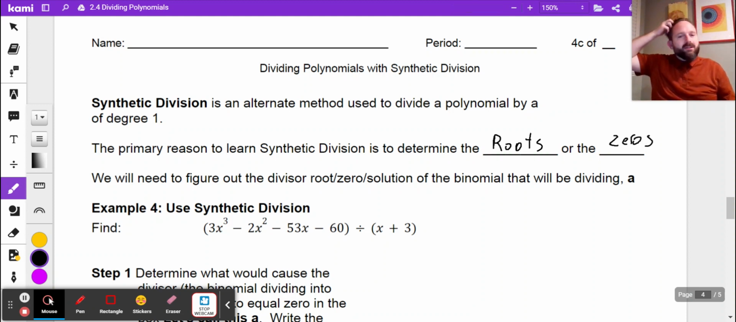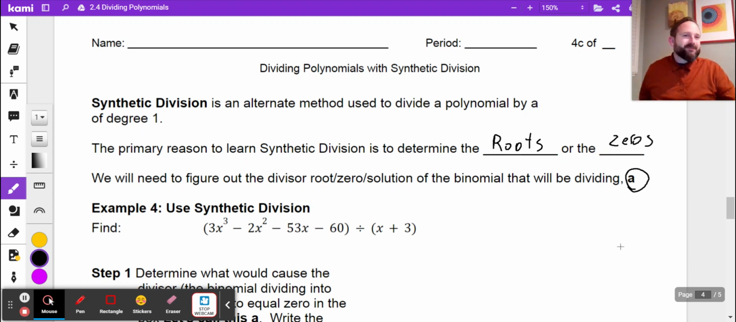So we'll need to figure out what the divisor, the root, the zero, the solution of the binomial that we will be dividing. We'll call that A. So let's call that A right here. So we're going to use synthetic division to find this guy. What is 3x cubed minus 2x squared minus 53x minus 60, all of that divided by the binomial x plus 3?